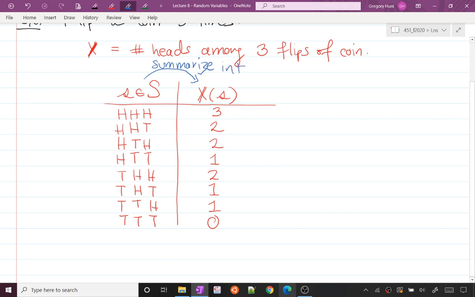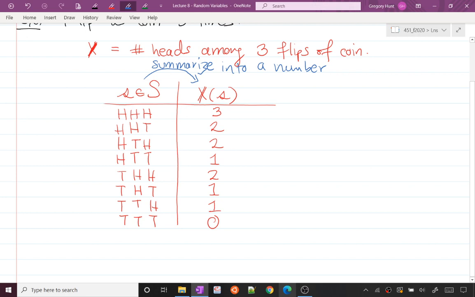Summarize into a number. Because, frankly, we like working with numbers. We don't like working with events or outcomes. We want to kind of do algebra. We want to add things. We want to multiply. And so what we're going to build up over this course is this language called random variables.